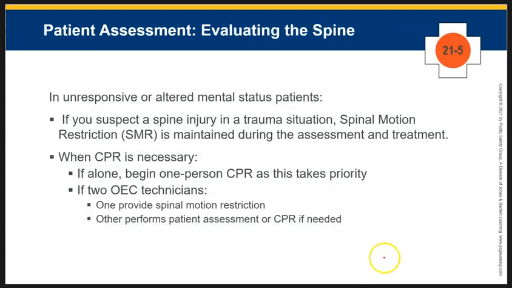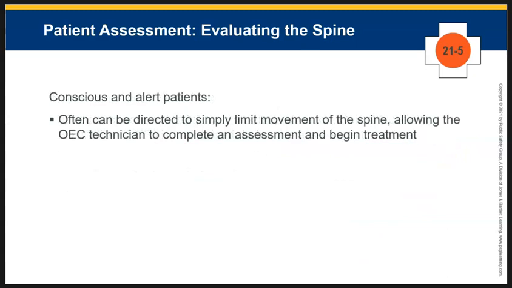In unresponsive or altered mental status patients, you should initiate spinal motion restriction and maintain that throughout assessment and treatment. In the case of a patient needing CPR, begin one-person CPR as this takes priority as a life threat. If two patrollers are available, one may provide spinal motion restriction as the other initiates CPR.